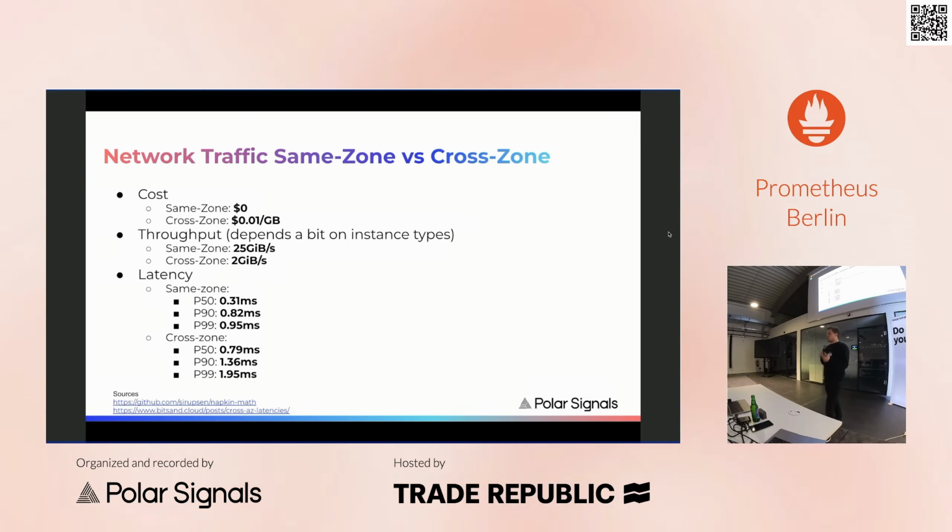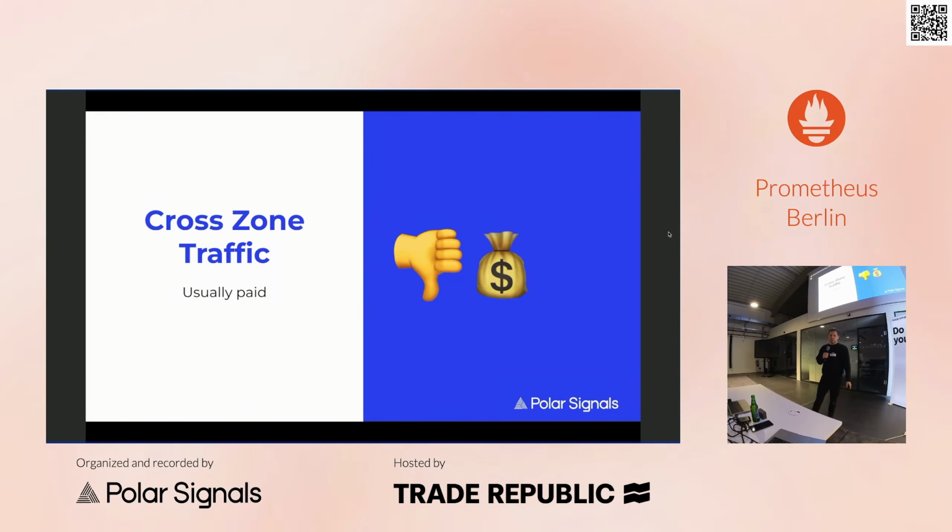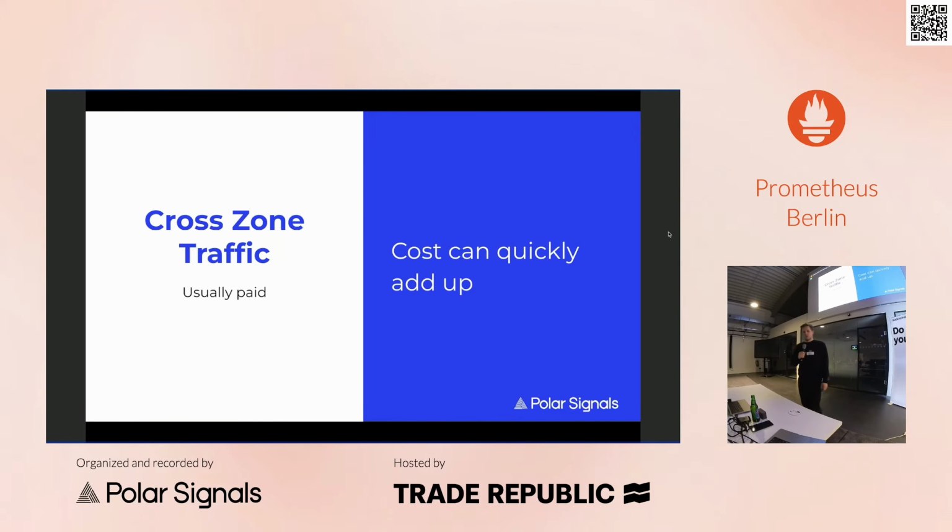So being aware of this just helps you deliver more cost-effective and more performant applications basically. So we want to do mostly same zone traffic because it's usually free, and we want to avoid cross-zone traffic because we usually have to pay for it, and those costs can add up quickly. So just something to be aware of.